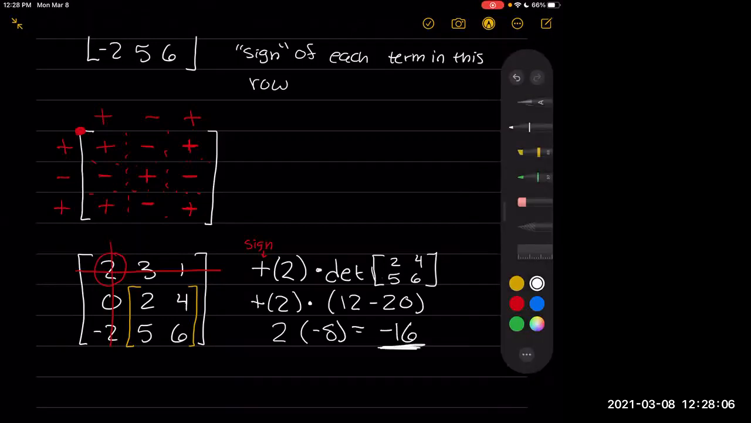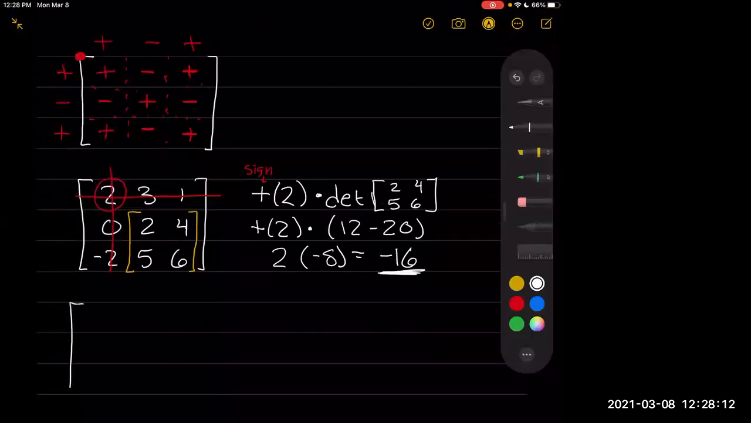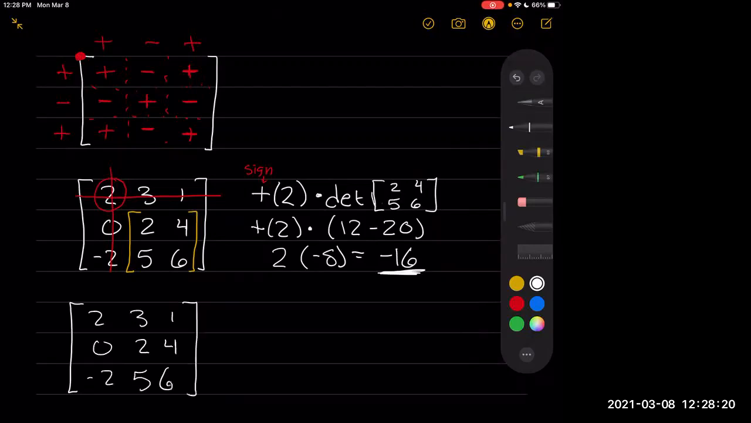But now we're going to move on to our second term in our row, which is our 3. So if we write 2, 3, 1, 0, 2, 4, -2, 5, 6. This time we're going to be looking at 3. Our first thing is we're going to write the sign of 3. And if we look above at our block matrix, it is this negative value up there. So we write -3 times, and now we're going to do the similar thing.